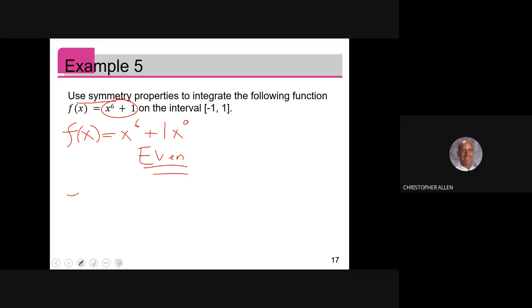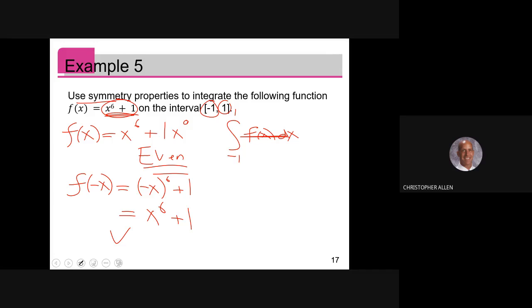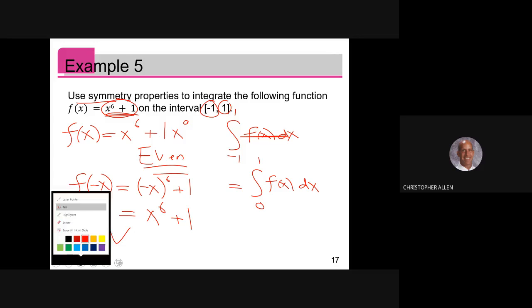And the way we know it's an even function is if I plug in negative x, I'm going to get negative x to the 6th plus 1. What is negative x to the 6th? It is x to the 6th, which is equal to the original function, so therefore it's even. So if I want to integrate this from negative 1 to 1, instead of doing negative 1 to 1 of f of x dx, I can do 0 to 1 of f of x dx, but what do I need to add in addition to that? Correct. You need to add this 2.